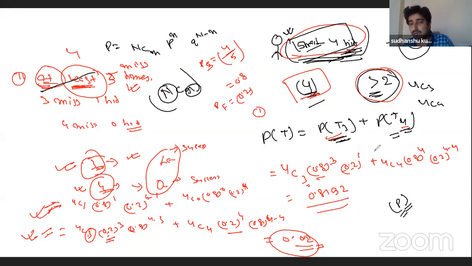Suppose, on an average, you try to hit the target out of 10, like a trial, and you hit on an average 8 targets. What is the probability of success for you? The probability of success for you is 0.8. Can I say that?